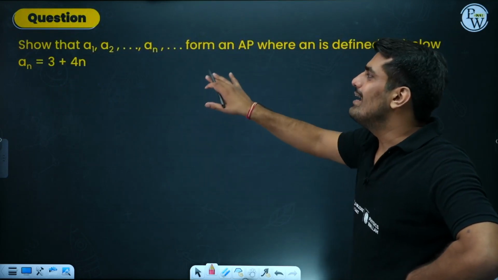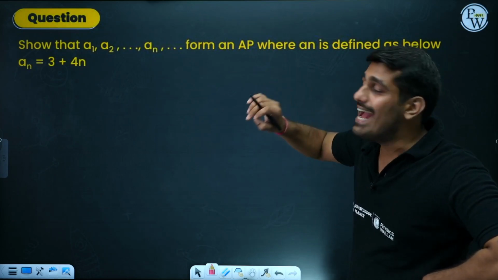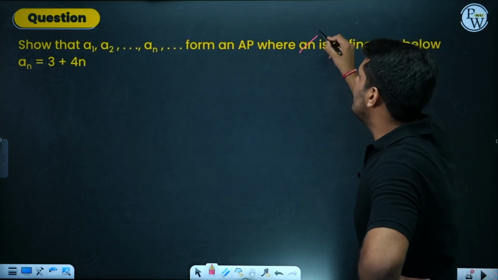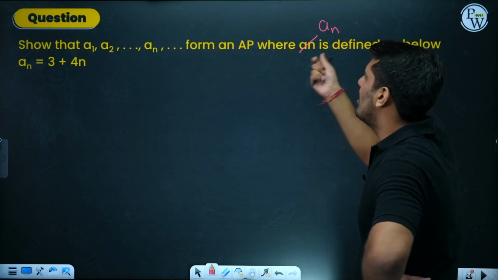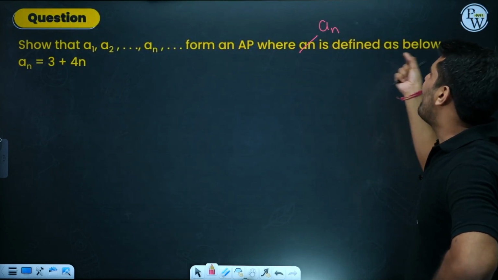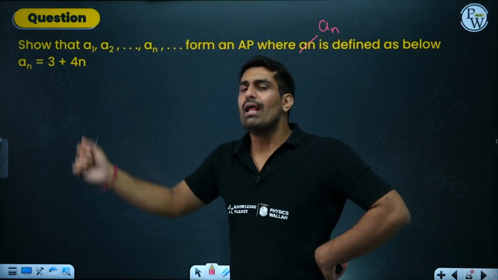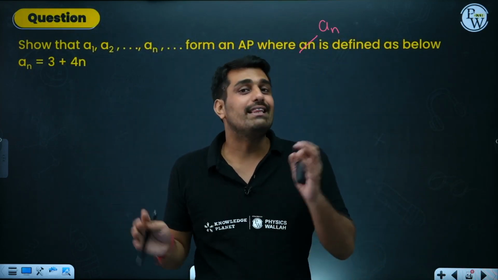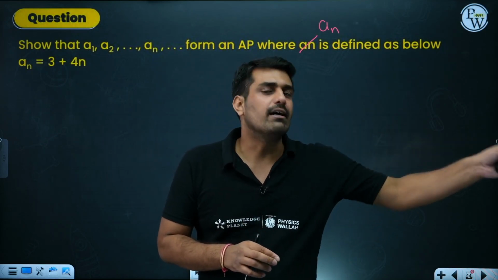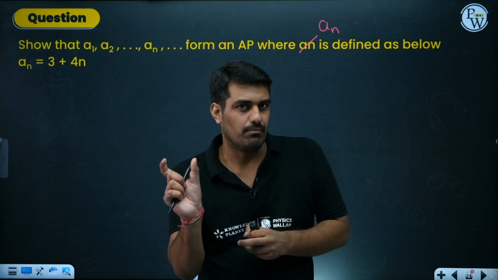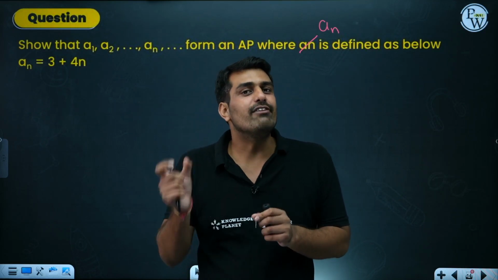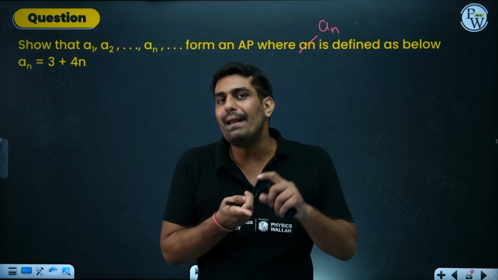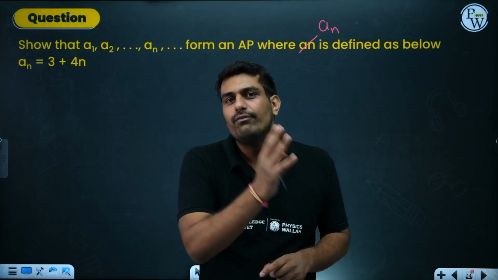Show that A1, A2 and going on like this, AN form an AP, where AN is defined as below. So what is AN? Now, sometimes what happens, an AP, rather than being written in the form 1, 3, 5, 7, 9, 11, 13, they will simply give you a general term. They will write it in a form where you have to replace the value of n. N is a simple variable. You will replace n with 1, 2, 3, 4 and so on.